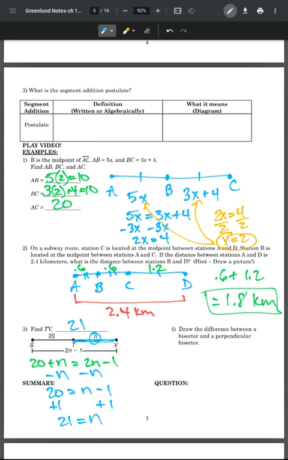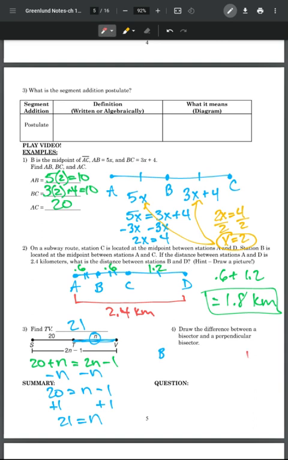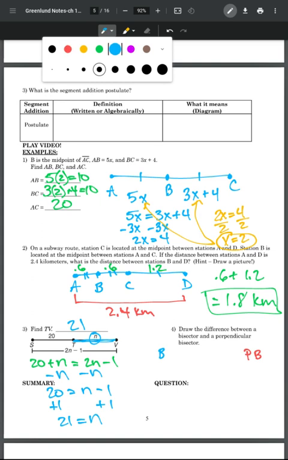Now in this last one, number 4, it says draw the difference between a bisector and a perpendicular bisector. Now this again goes right back to the vocab. What a bisector does is it splits something in half. So if we were to draw, I'm just going to go B for bisector, and then over here, I'll do PB for perpendicular bisector.